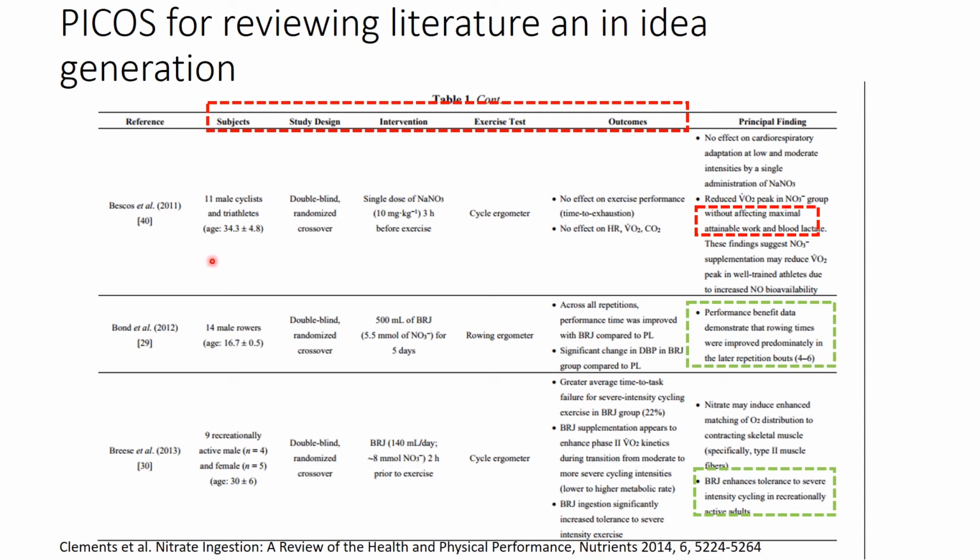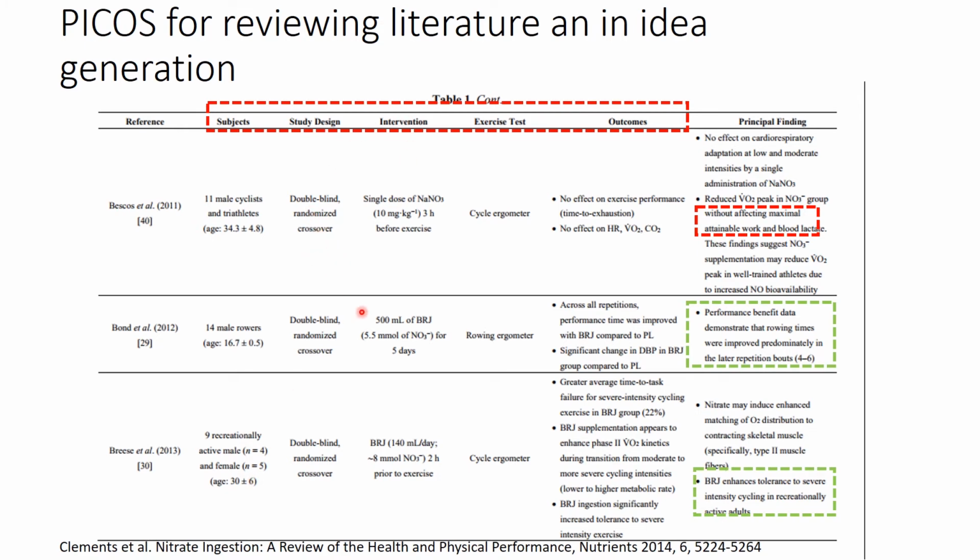Well, the subjects for the top study were male cyclist triathletes, the next one were male rowers, the next were recreationally active males and females. So this bottom studies used females, these other two didn't. But that probably doesn't really explain the difference that we found, because the difference is between these two bottom studies and this top one. So it's probably not to do with participants, or at least we can't attribute it at this point. What about study design?